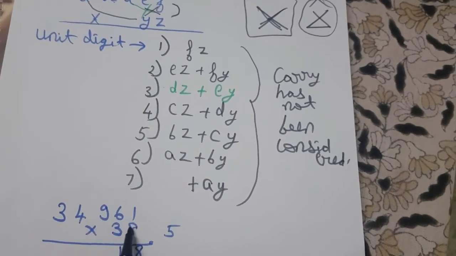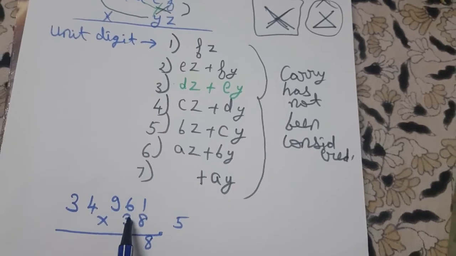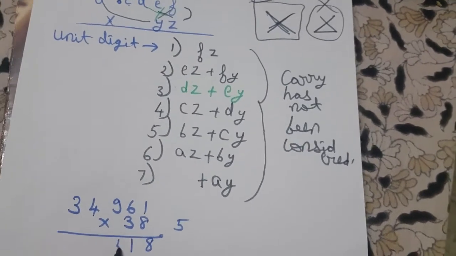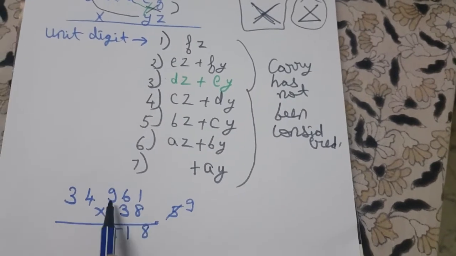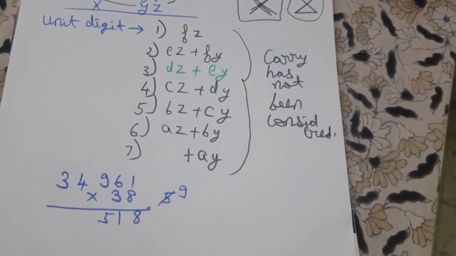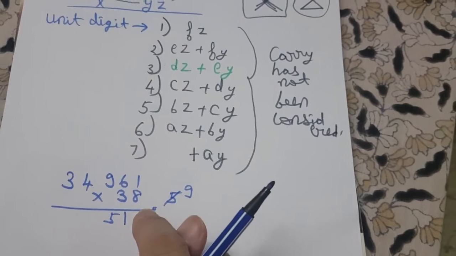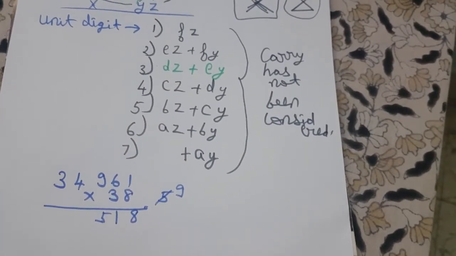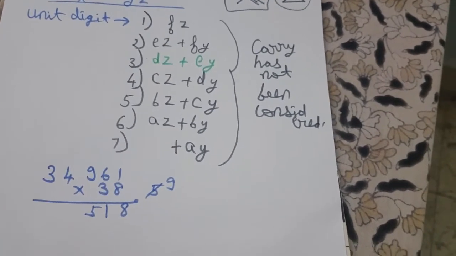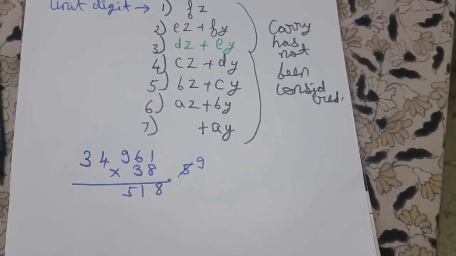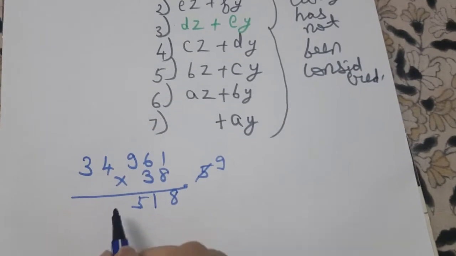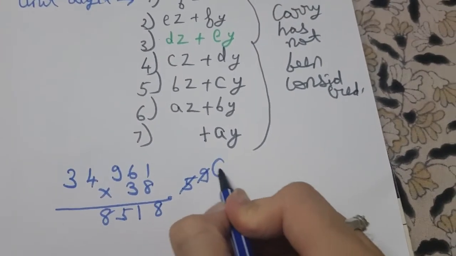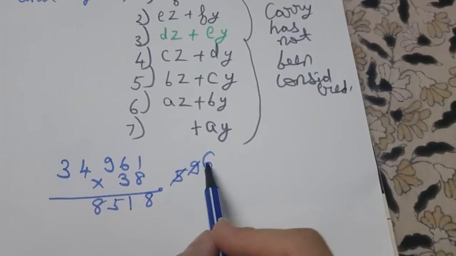Now we multiply: 8 nines are 72 plus 3 sixes are 18, that is 90, and 5 is carried, so the answer will be 95. 9 will be carried. Now 8 fours are 32, 32 plus 27 is 59, plus 9 carried, so the answer will be 68. 6 will be carried.